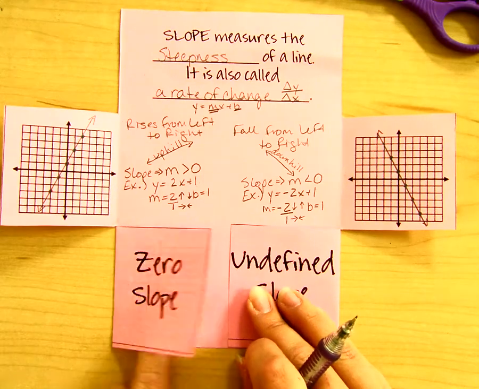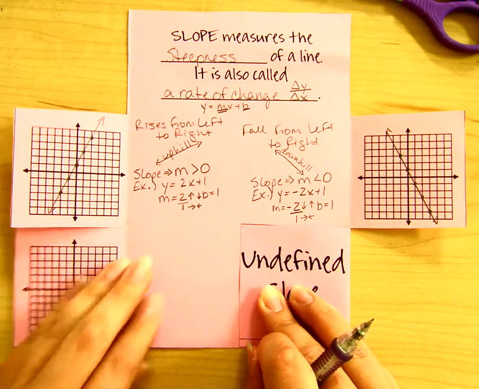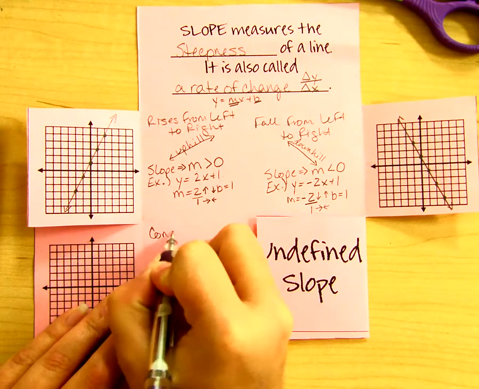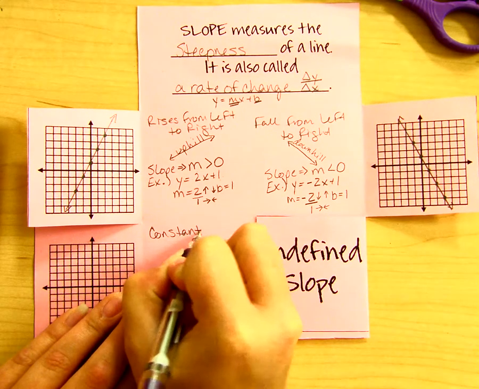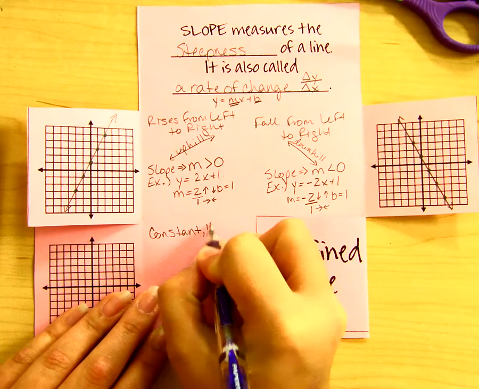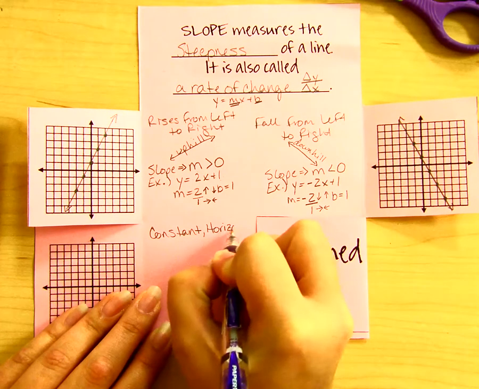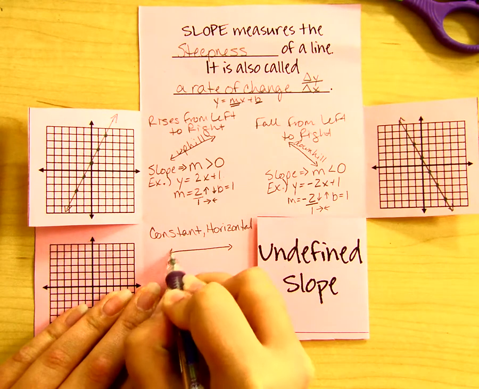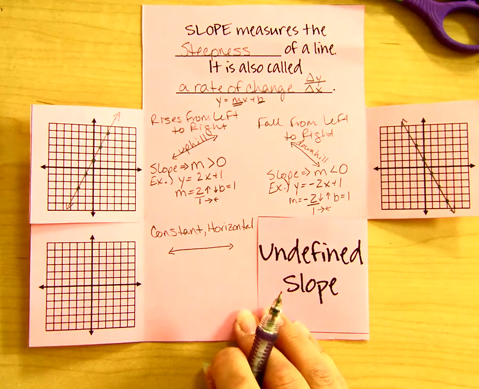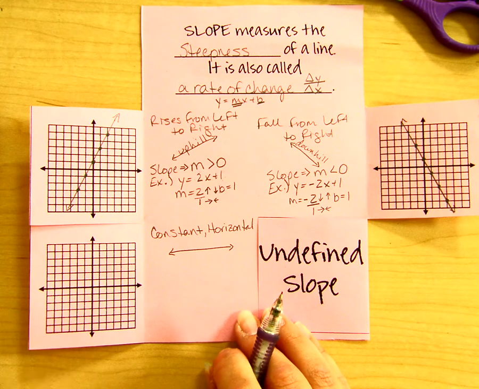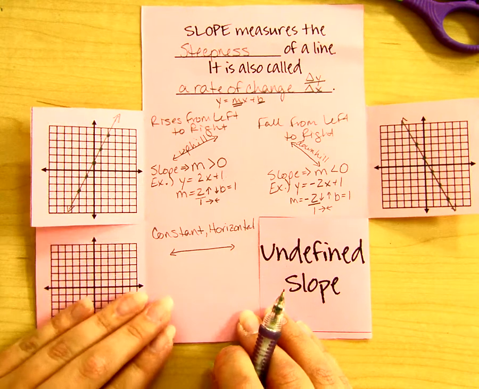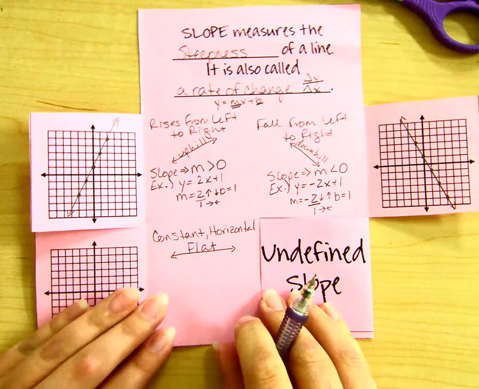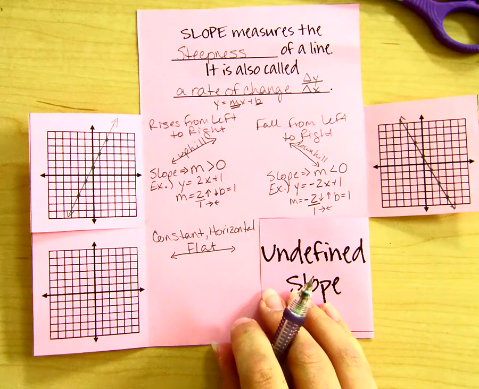The next one we're going to talk about is a zero slope. A zero slope is a constant number, and it creates a horizontal line. So your line looks like this. One of the best descriptors that I've had so far that I think will make the most sense for you is that this line is flat. It's a flat line that goes horizontal.